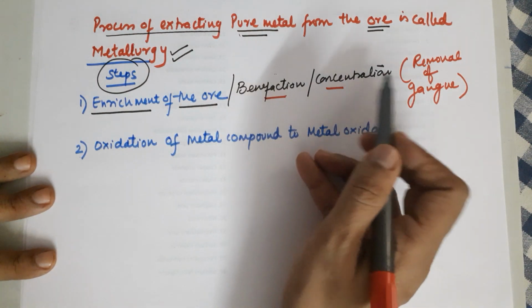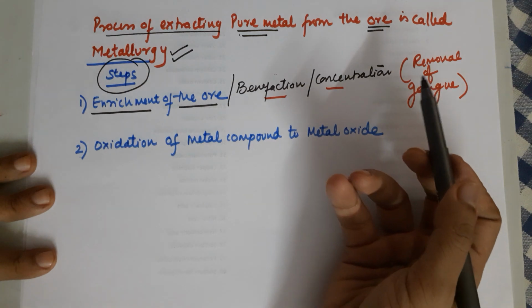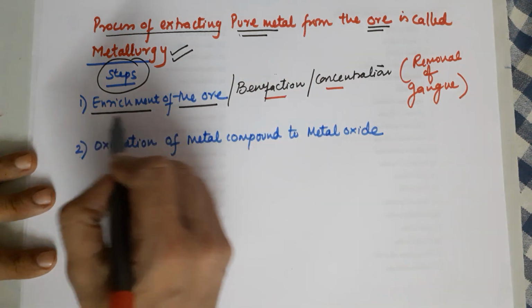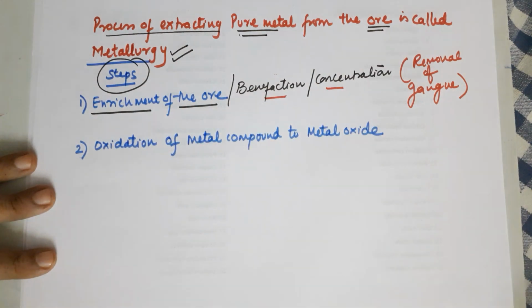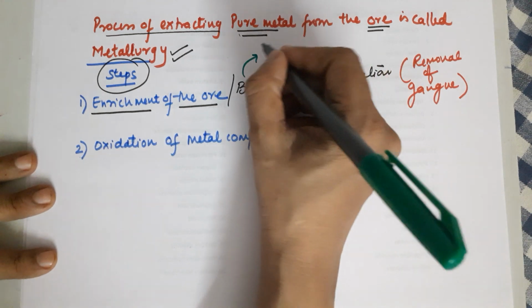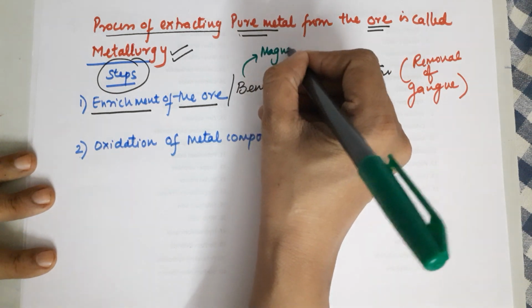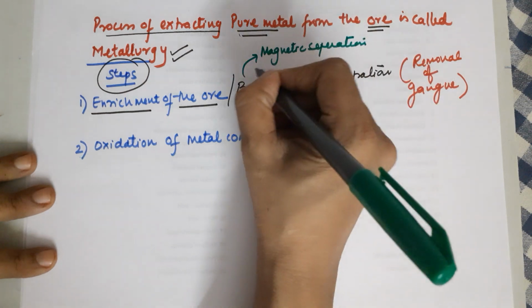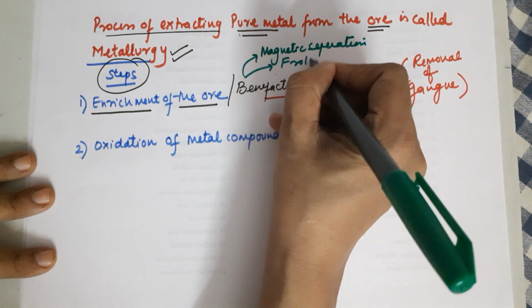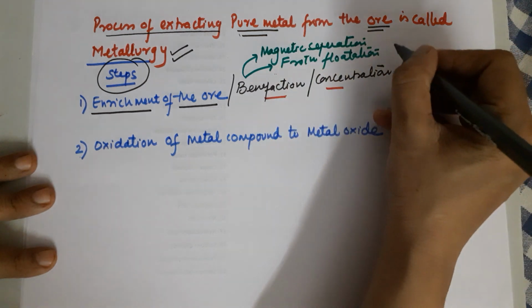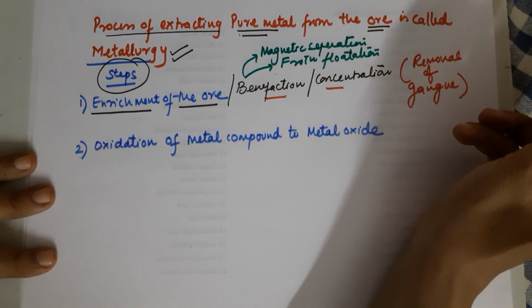or benefaction or concentration. In class 10th you have only the statement, but as you move on to the higher classes, this enrichment of the ore or benefaction has got processes which we will do in class 12th: magnetic separation, froth flotation process, hydraulic washing, etc. There are many, but right now I am not concentrating on them.